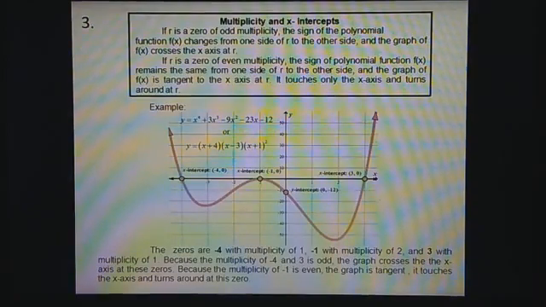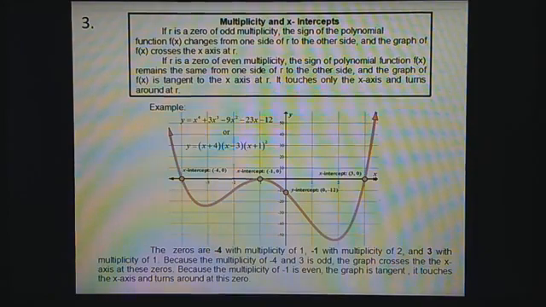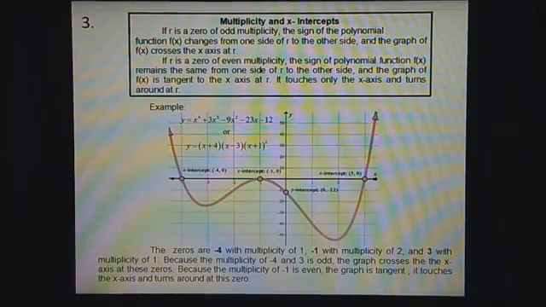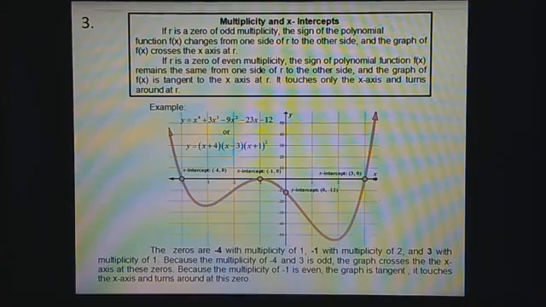Next. Okay, ano naman yung next property on how you can interpret or describe the graph of polynomial function. So, yung sinasabi dito, yung multiplicity and x-intercept. So, yung x-intercept na tinatawag, yung value ng x kanina natin na kinuha, o yun din yung tinatawag na zeros of the function. So, nirepresent siya dito nung r. Sabi niya, if r is a zero of odd multiplicity, the sign of the polynomial function f of x changes from one side of r to the other side, and the graph of f of x crosses the x-axis at r. So, ano ibig sabihin nun?